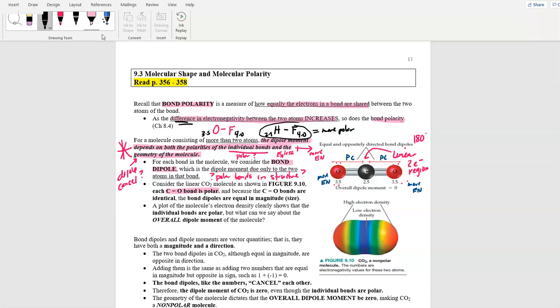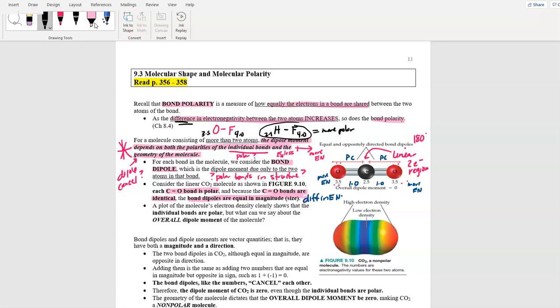And because the polar bonds are identical, the bond dipoles equal each other in size also. What they're trying to tell you right here is the difference in electronegativity. Right here, 3.5 and 2.5, that's a difference of 1.0. And over here, that's a difference of 1.0. They're not only identical, both going away from carbon, but they're both identical in size, 1.0, 1.0. If you do have one that's greater than the other, that will make a difference, so if they're not identical.